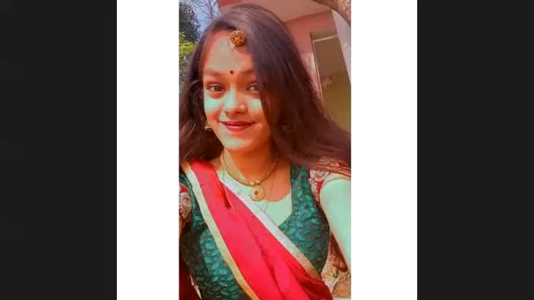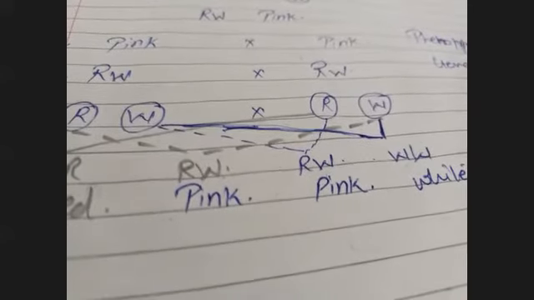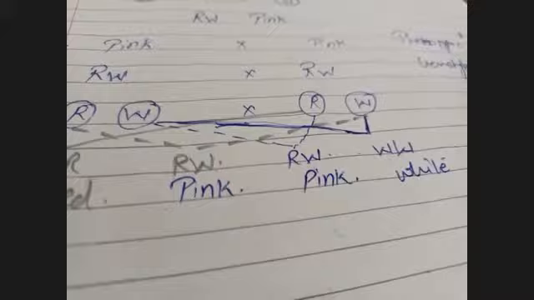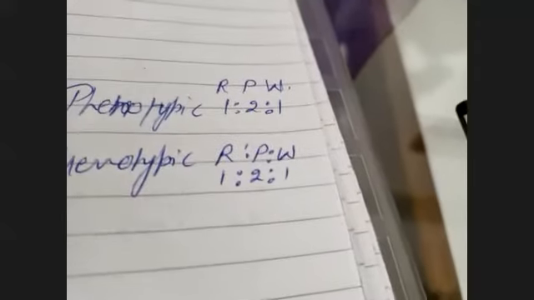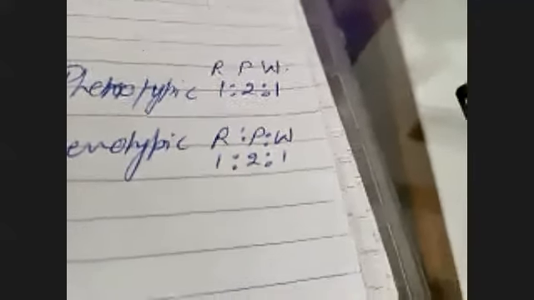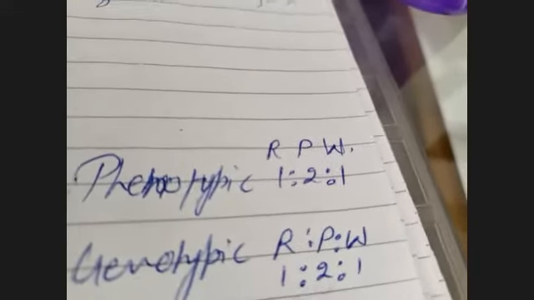Red is to pink is to white, that is also 1:2:1, right? Yes, ma'am. So the phenotypic and genotypic ratios are both the same, right? Yes. So this is called incomplete dominance, in which the phenotypic and genotypic ratios are similar.